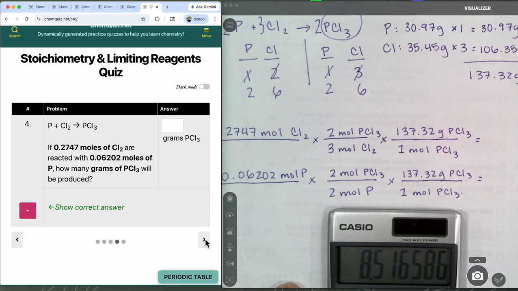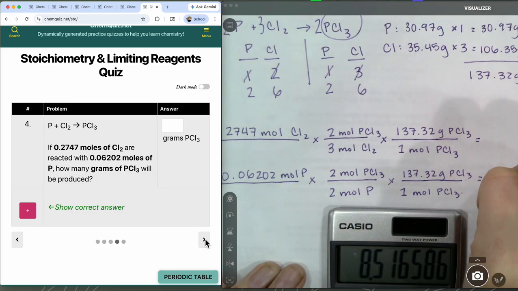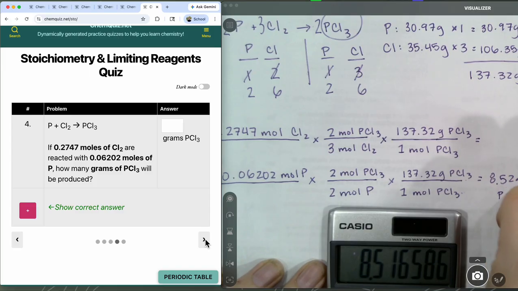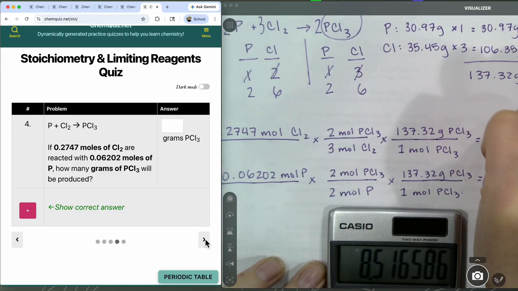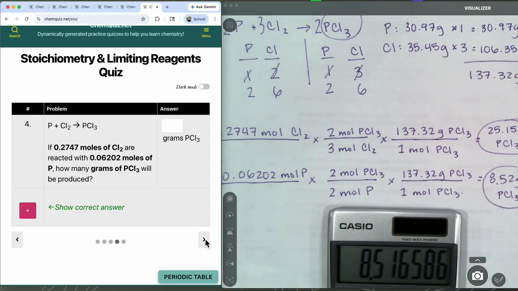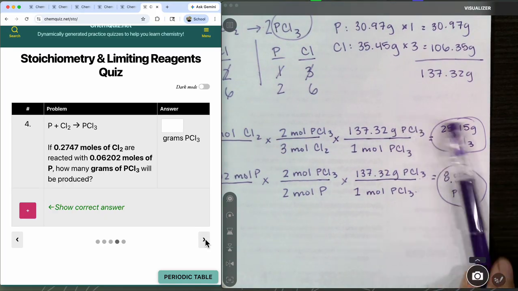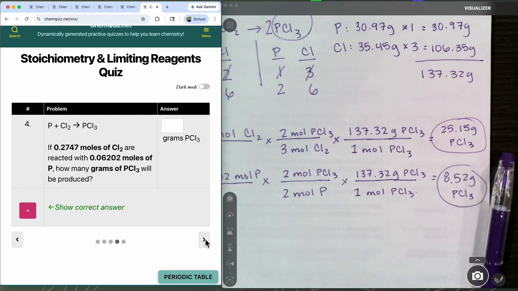Okay. I'm doing mine twice to check my math because yikes. Okay, I got 8.52 grams. And I got 25.15 grams. 25 point what? 15. 15 grams. Okay, so depending on which thing we do our math with, we get different numbers. So you tell me, how many grams are we actually going to make?